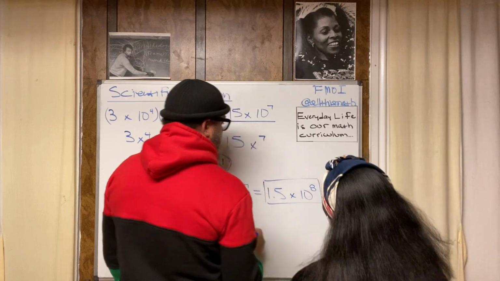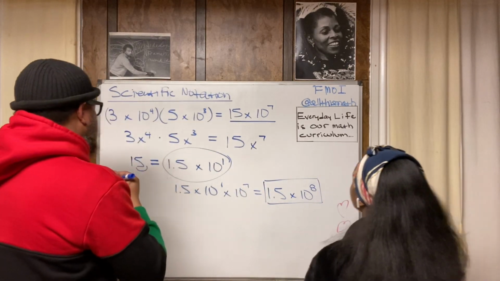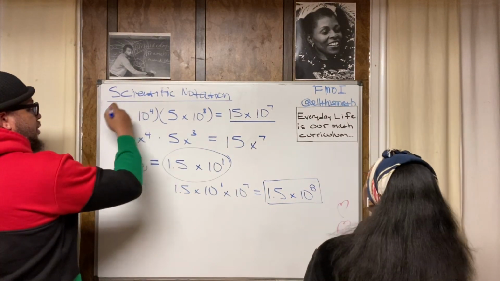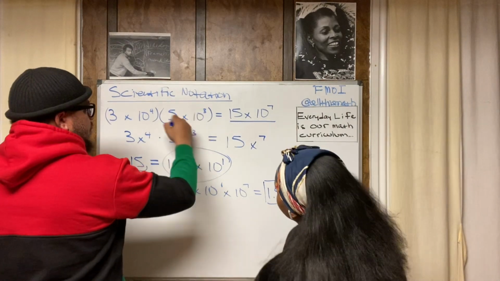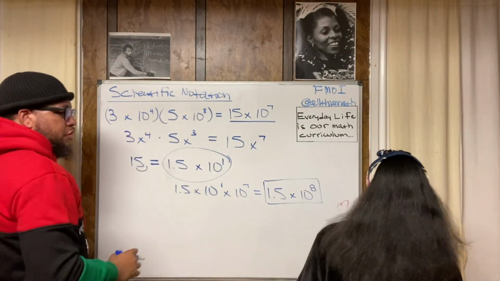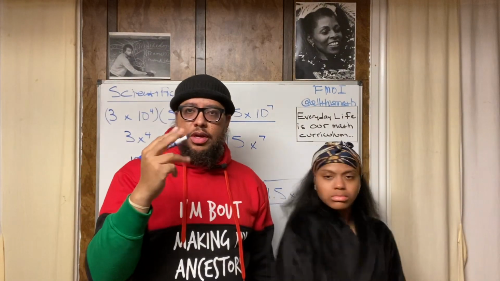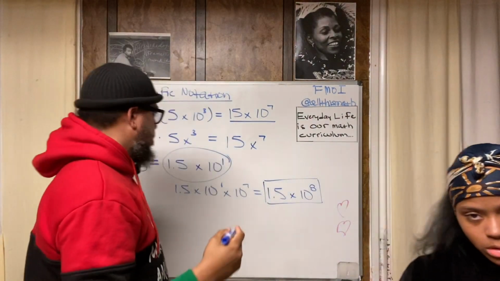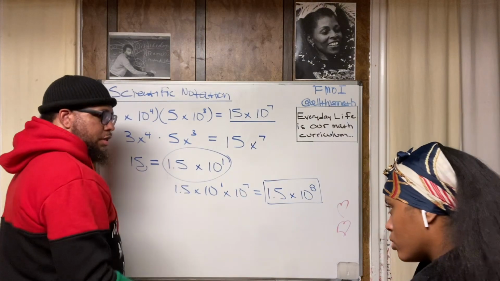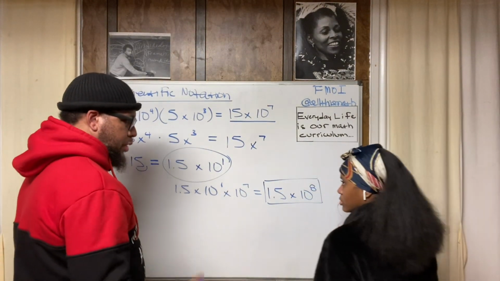Now, there's another way we could have done it. We could have converted this to standard form, converted this to standard form. 3 times 10 to the 4th means you got a 3 with 4 zeros. So a 3 with 4 zeros, what number is that?